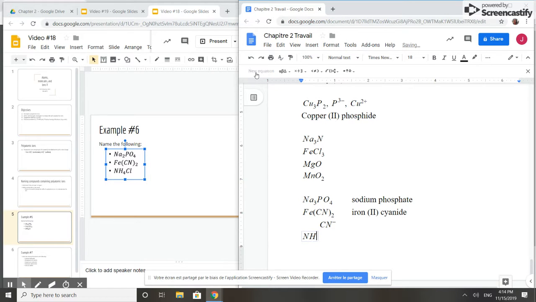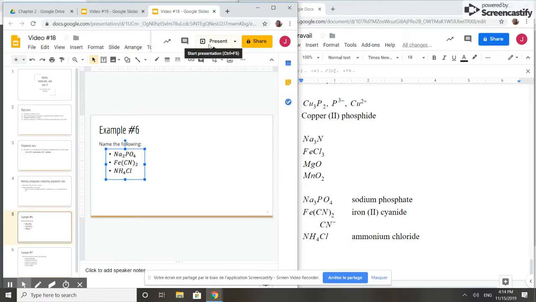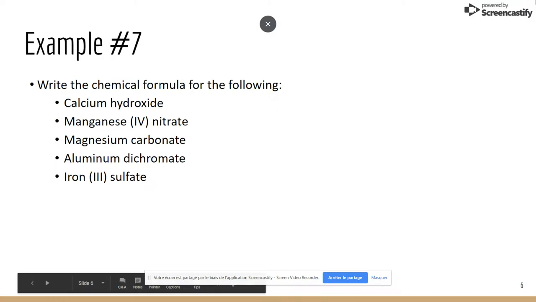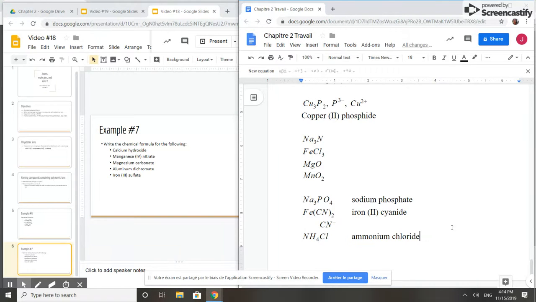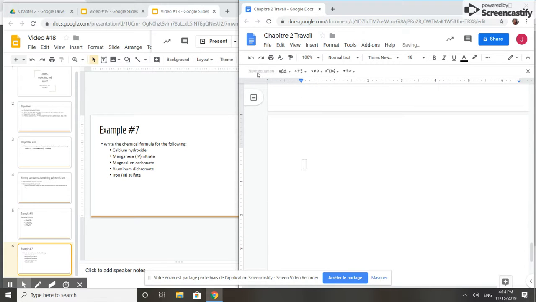And then I've got NH4Cl. So NH4, that is actually a polyatomic ion. So I'm going to treat this like it is a type 1. So this is ammonium and then chloride. Pause here. Okay, I'll work through this. So calcium hydroxide, this is type 1. So I need to have twice as many hydroxides as I do calcium because of the +2 charge of calcium.